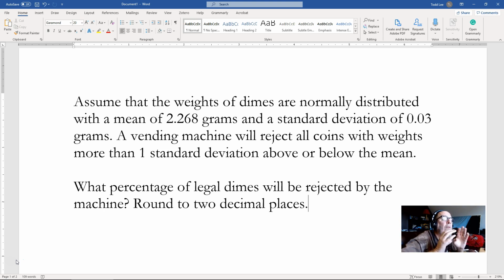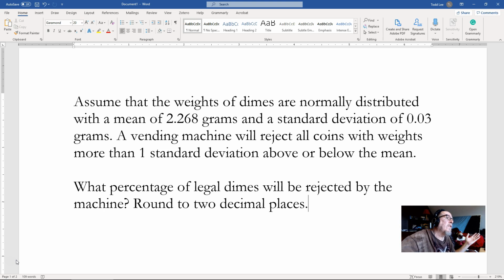What proportion of dimes then lie within one standard deviation of the mean? Well, if it's normally distributed, the empirical rule says 68%. So how much lies outside of one standard deviation from the mean, above 1 or below 1 standard deviation? 32%. 100% minus 68% is 32%. So there's your answer, 32%.